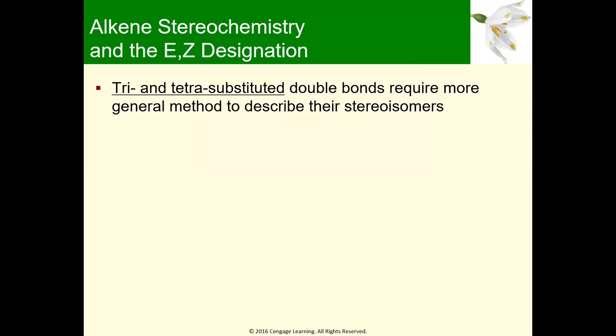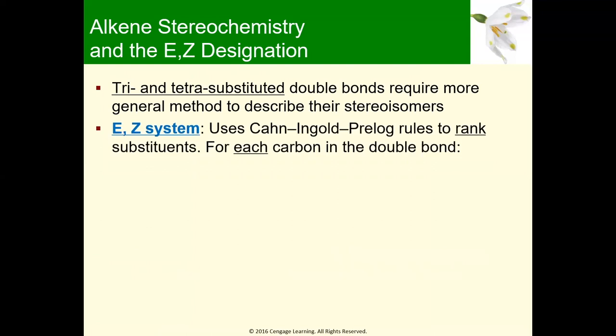Cis and trans was when you had 2 non-hydrogen groups on an alkene, on different carbons. They can either be on the same side or opposite sides. Well, what do you call it when there's more than 2 groups, like 3 groups or 4 groups? So a tri or tetra substituted alkene. Well, we have this thing called the E or Z designation, so we'll explain what that is.